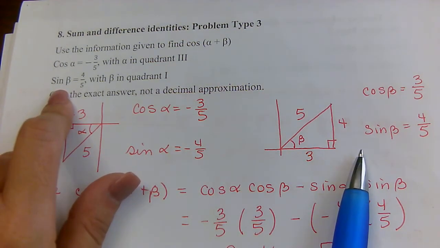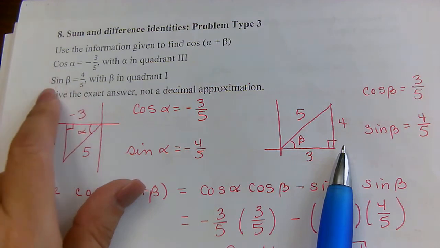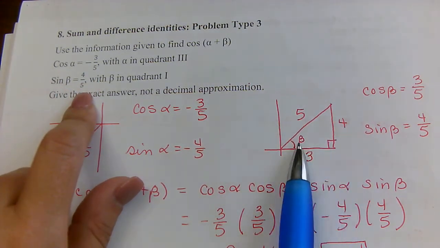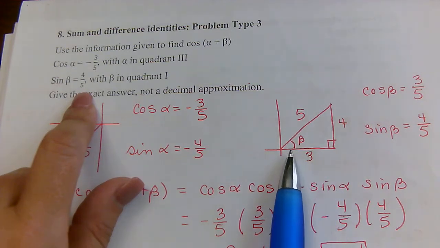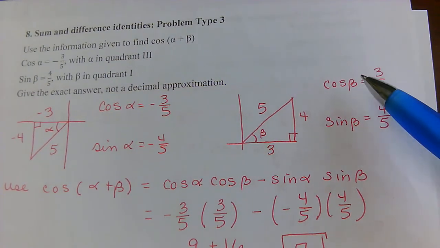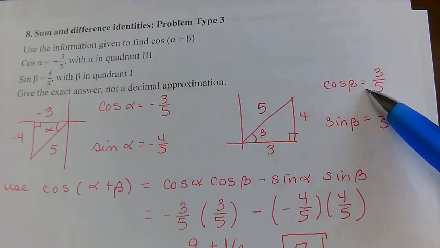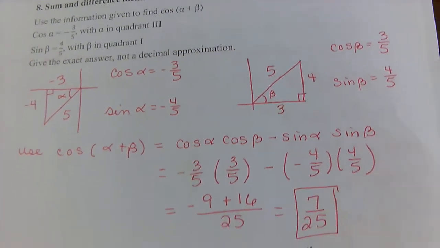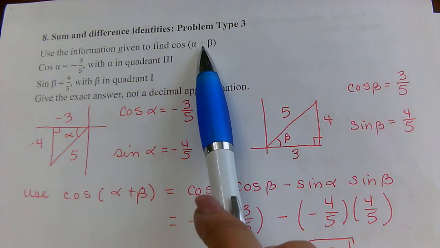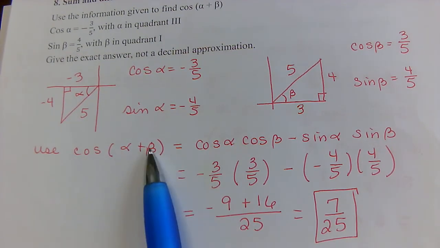Next one is in quadrant 1, so I drew my picture. And I said sine is 4 over 5. That means opposite over hypotenuse, so it's 4 over 5. That leaves x to be 3. It will be positive because x is positive in quadrant 1. And then I wrote down my cosine of beta and my sine of beta. Okay? It's asking us to find cosine alpha plus beta. So I put that formula here.